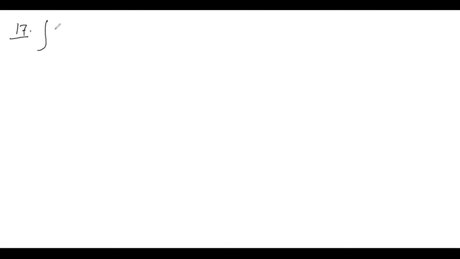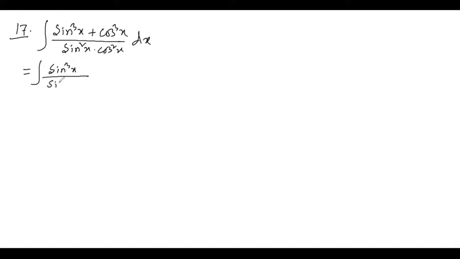Next one, question number 17. Here given (sin cube x plus cos cube x) by sin square x into cos square x. So this is a very easy sum. I think all of you can do. Just divide sin cube x by sin square x into cos square x, plus cos cube x by sin square x into cos square x, dx.